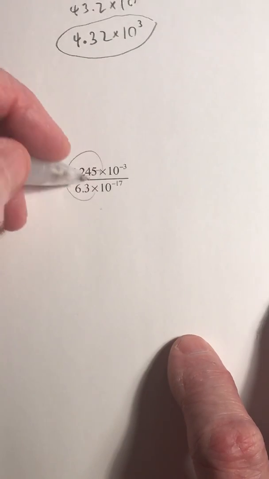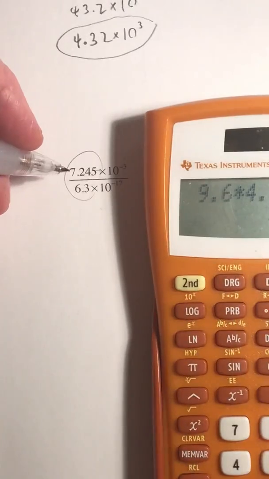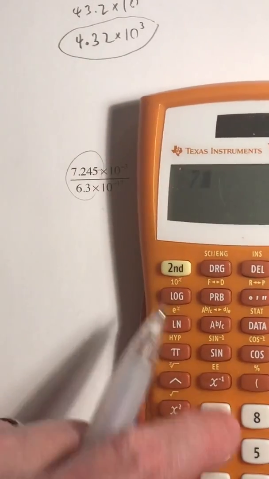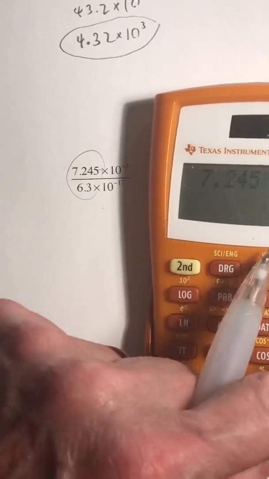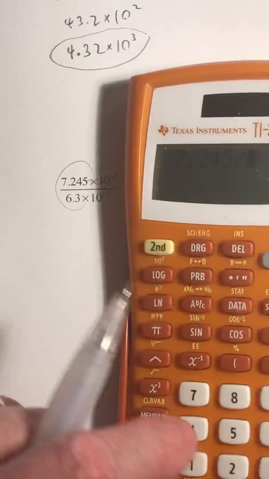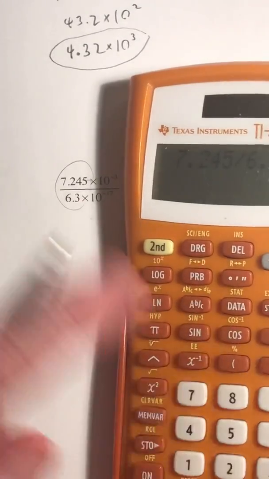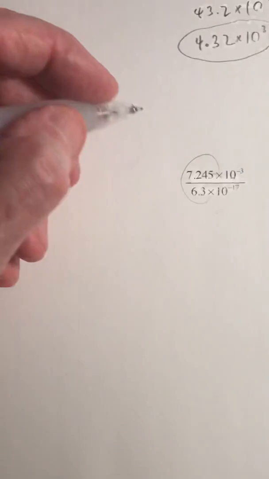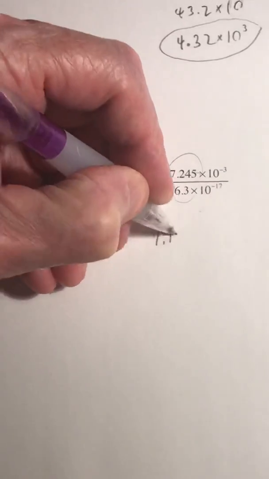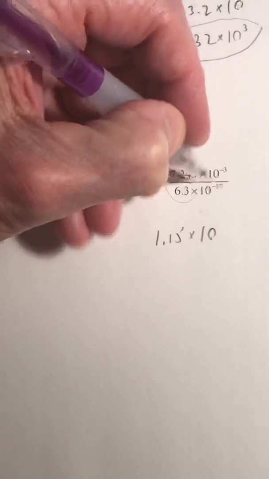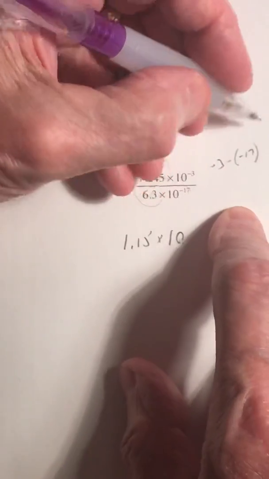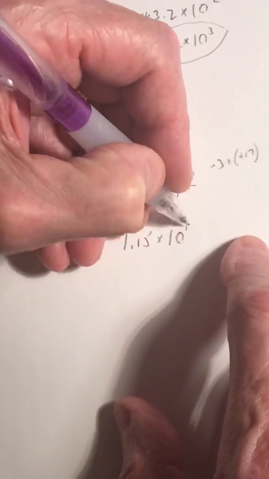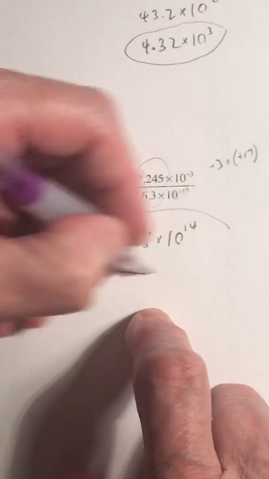And last thing for today. So same idea. I'm going to do that divided by that. Thank goodness for the calculator. 7.245 divided by 6.3, and I get 1.15 for that. Times 10 to what power? This is going to be negative 3. Take away negative 17 is going to change to add positive 17, so 10 to the 14th. Hey, lucky, the point is in the right place.